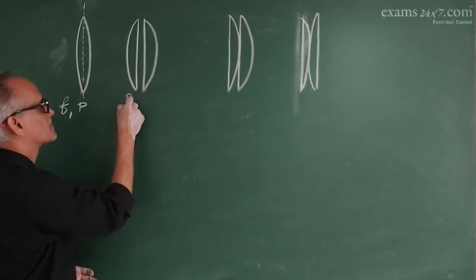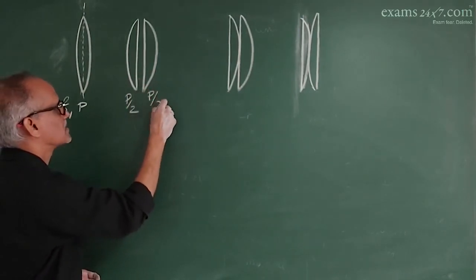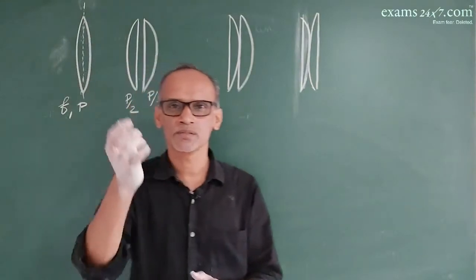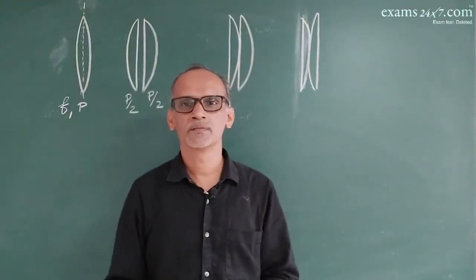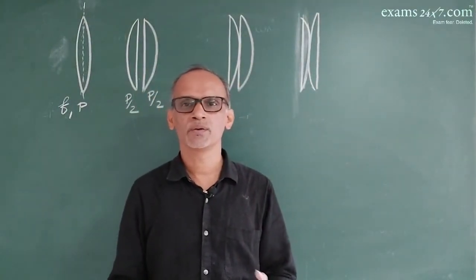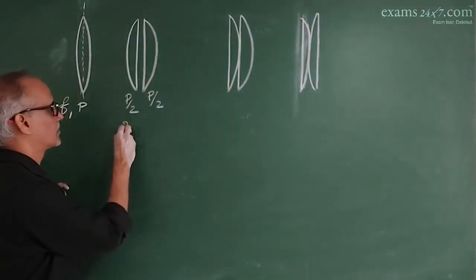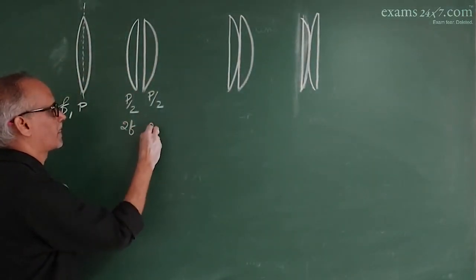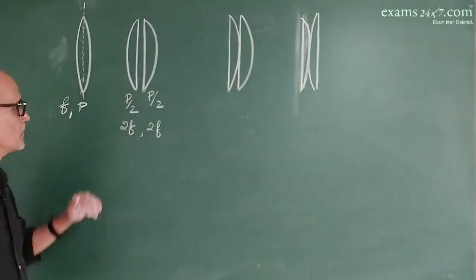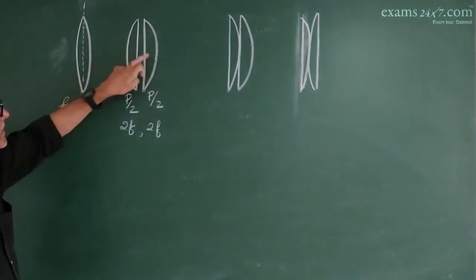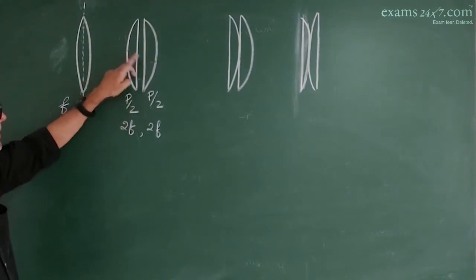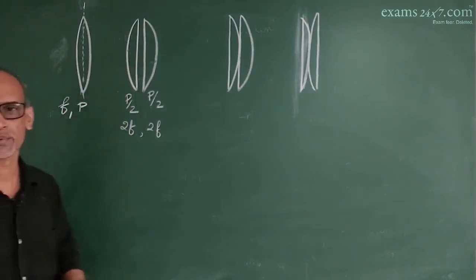So the power of this part is P by 2, the power of this part is P by 2, because it has lost one of the curved surfaces. And we know that the focal length and the power are inversely related. So when the power is halved, the focal length doubles. So it's 2f and 2f. So the power of the two lenses is P by 2, and their focal length is 2f and 2f.